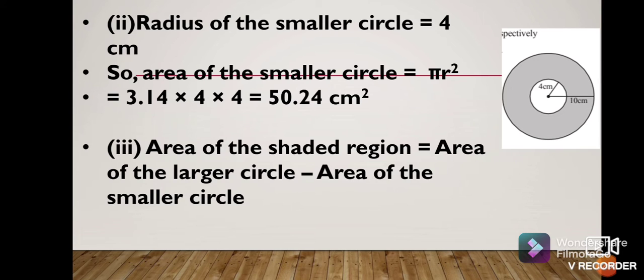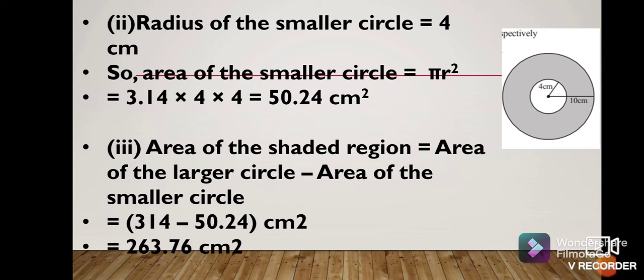Now we need the actual area. What is that? The area of the shaded region, which is called the area of the circular path. That can be found simply by subtracting the area of the smaller circle from the area of the larger circle. Then we get 314 minus 50.24 centimeter square. The result we get is 263.76 centimeter square. Okay, children, this is a very small sum and important.